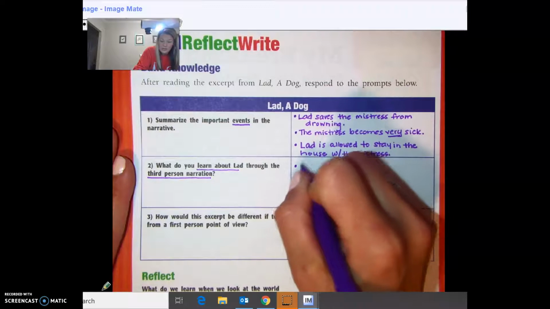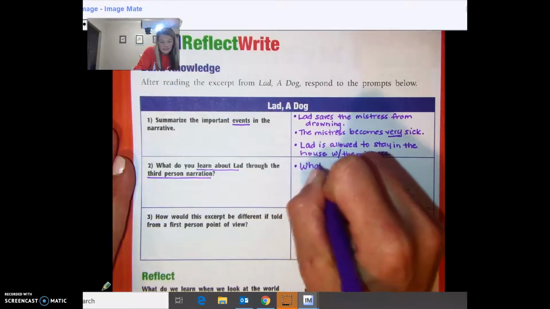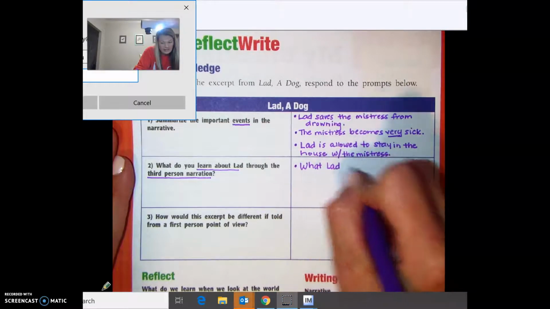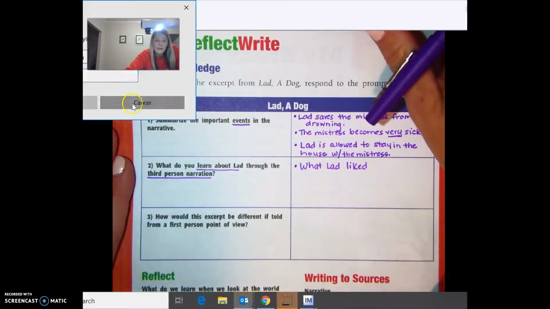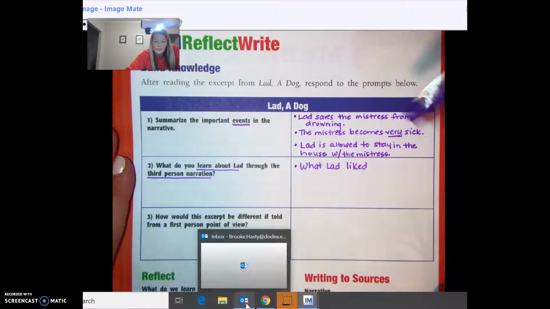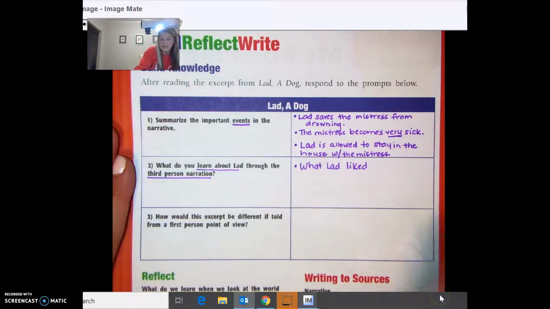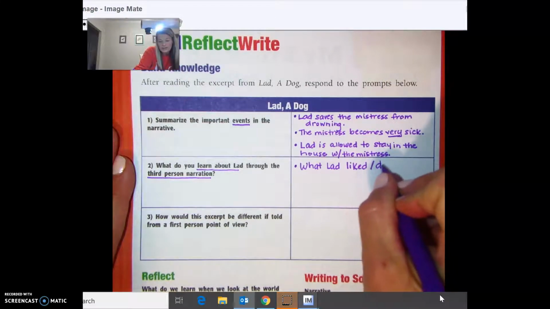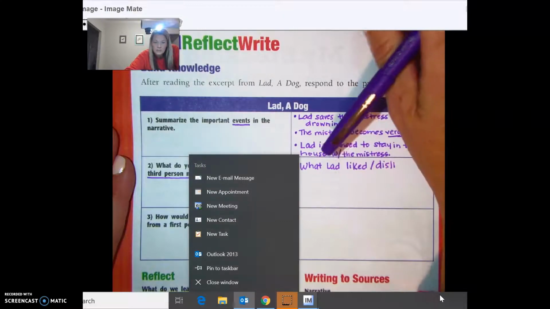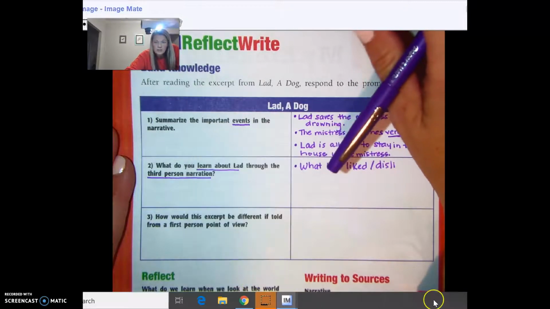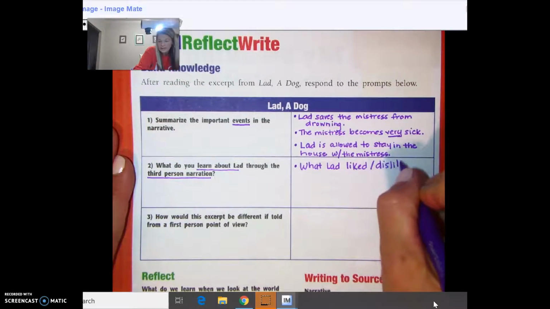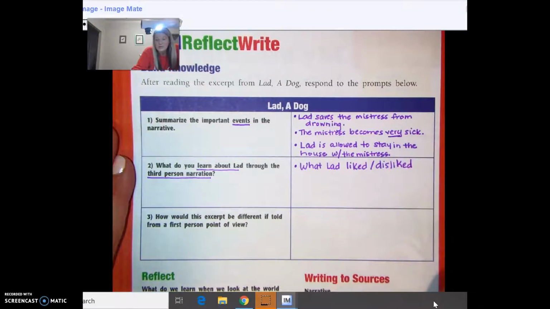So we learned what Lad liked. Well, let me clear that out real quick, guys. No, it's not going to go. Okay, what he liked, what he disliked. Let's see, there we go. So we learned that he liked his master and his mistress. He liked his land. We learned that he disliked strangers.